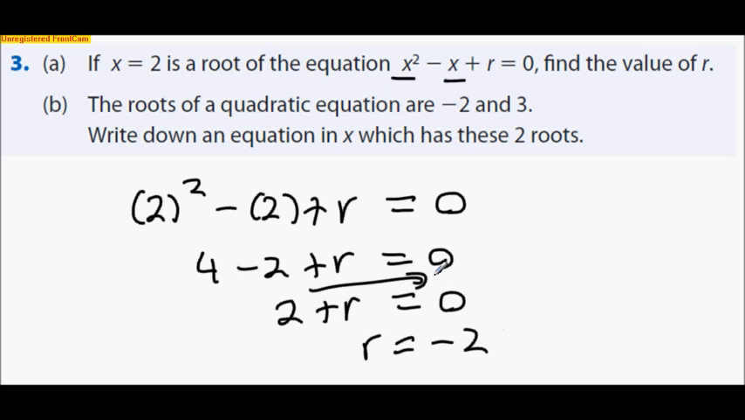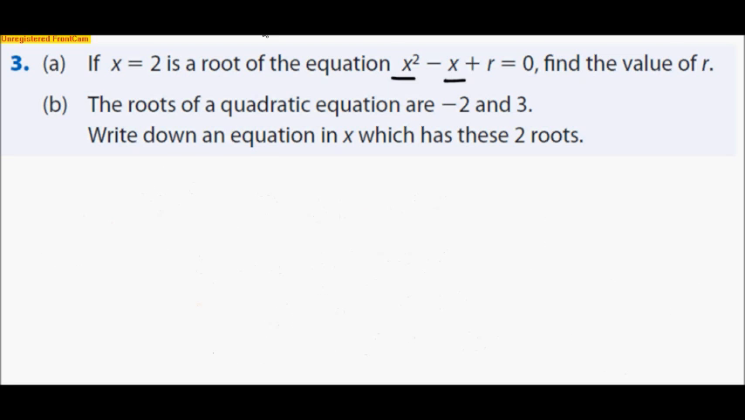Now, the next one. The roots of a quadratic equation are minus 2 and 3. Write down an equation in x which has these two roots. This is basically going backwards. Okay, so we start off at the end, I mean. So x equals minus 2, x equals 3. This is what roots means.